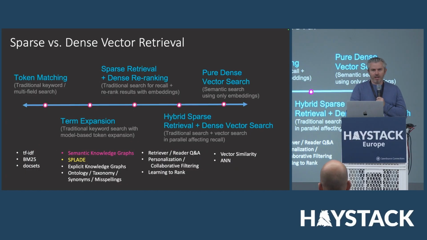I'm not going to go into all these different ways of doing dense and sparse search, mixing them in hybrid, all this kind of stuff. I'm just going to focus on the 2 pieces down here under this term expansion piece on the sparse lexical side, semantic knowledge graphs and Splade.